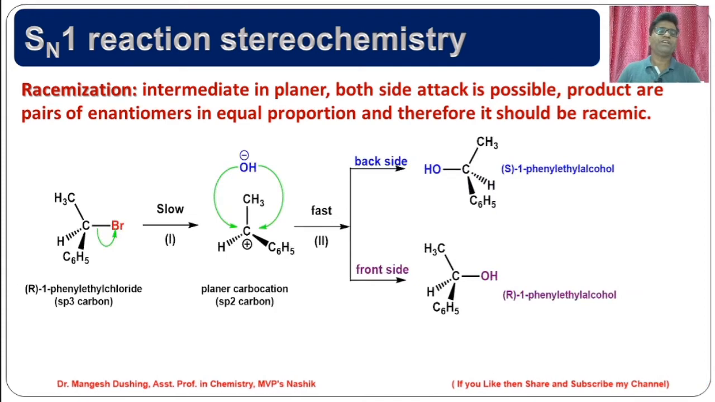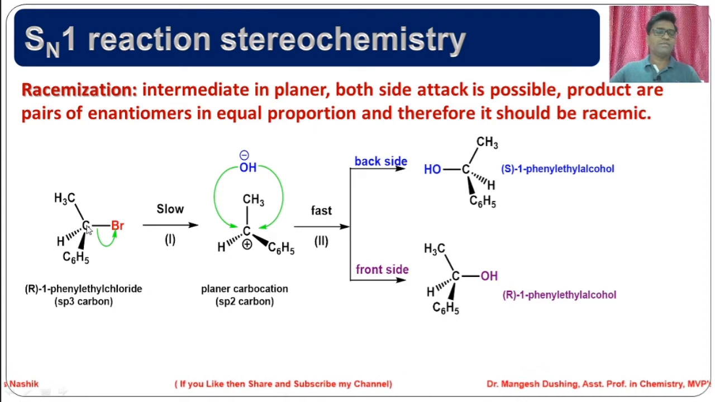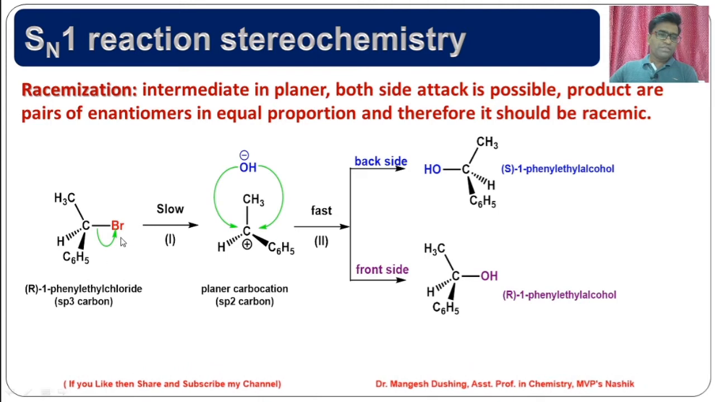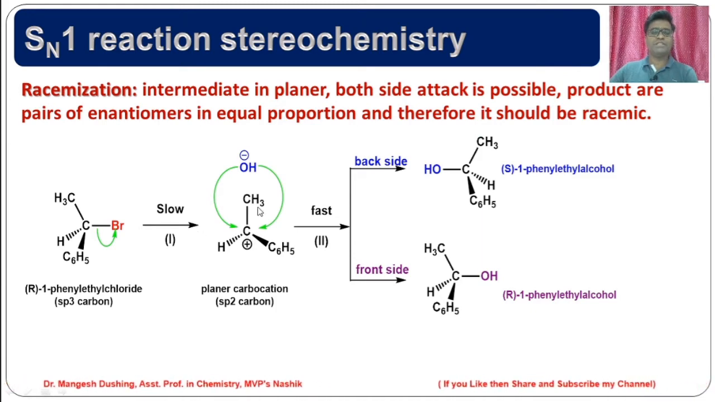For example, there is the hydrolysis of R-1-phenyl ethyl chloride. So this molecule is named R-1-phenyl ethyl chloride. This carbon is an sp3 carbon. Now the first step is the bond breaking process, that is the C-Cl bond will break, that is a slow process. So the rate of reaction depends only upon this bond breaking process. So whatever you will get is a carbocation. Now it has a planar geometry. This is the carbocation sp2 carbon. It has a planar geometry, bond angle is 120.